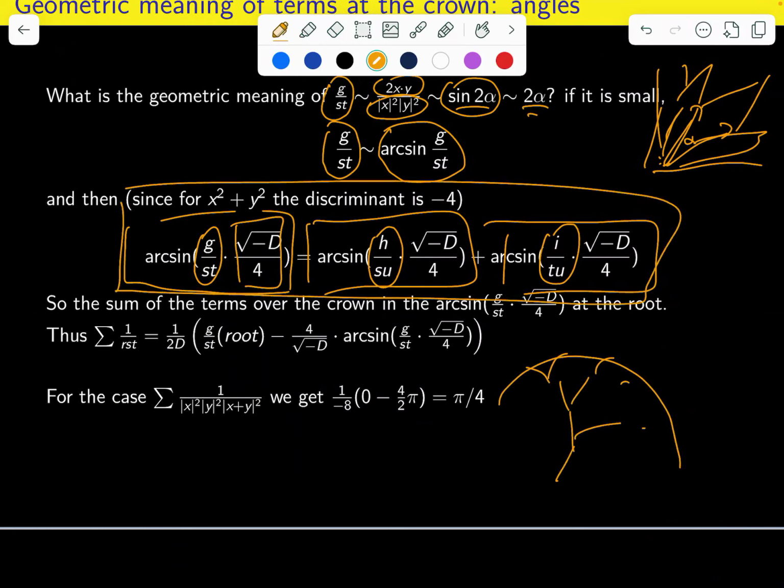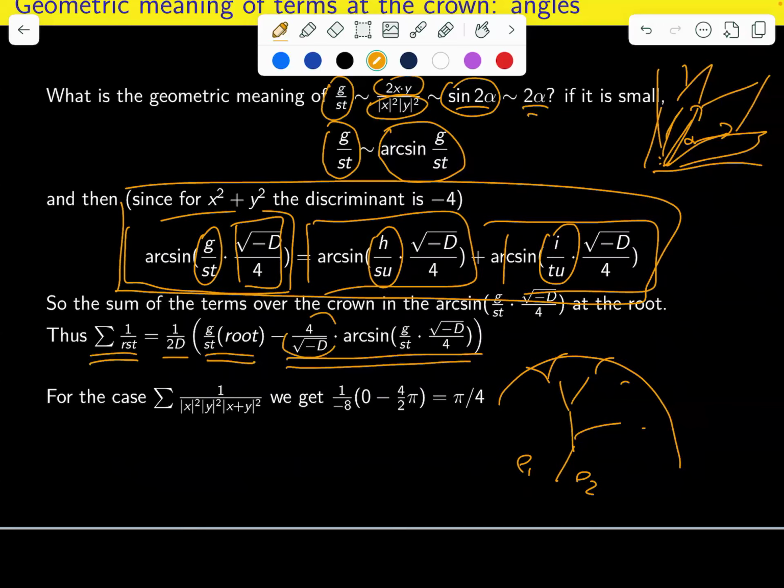So it's just the same as the measure of arcsine of the two vectors at the root of E1, E2. So the whole telescopic formula gives you the following. The sum of 1 over RST over all this branch of the tree is just the value of this function at the root minus arcsine of this value at the root. And then you also have some constants here, here, and so on.